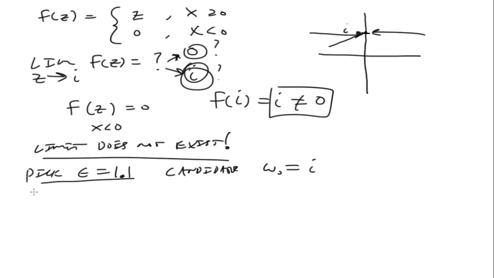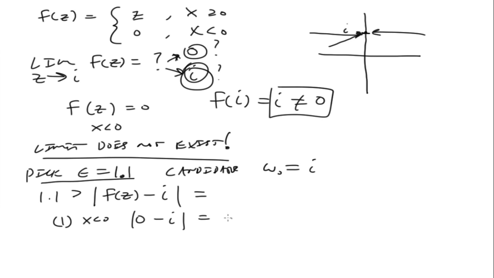So of course 1.1 is less than the magnitude of f of z minus I, right? And so again I have to work on those two cases. The case x less than 0, I have a 0 minus I, and that's the same thing as the magnitude of I, which is equal to 1. So that's clearly less than 1.1, so we're okay. That seems to work.